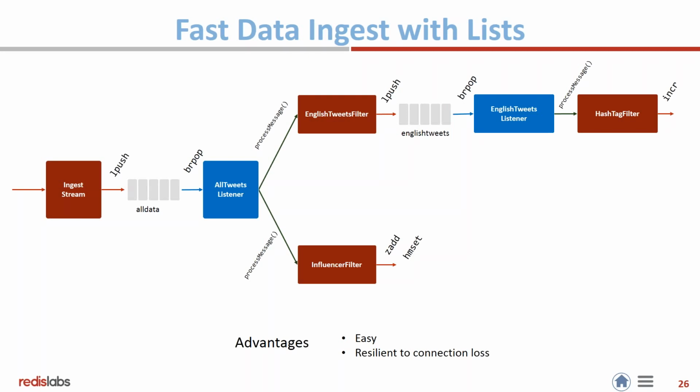In this case, I'm having two objects, English tweets filter and influencer filter. So they are registering for messages, and they receive all the messages. The English tweets filter at the top will select only English messages, and it will push English messages down to the list. And finally, we are doing the same thing that we did in our previous example.